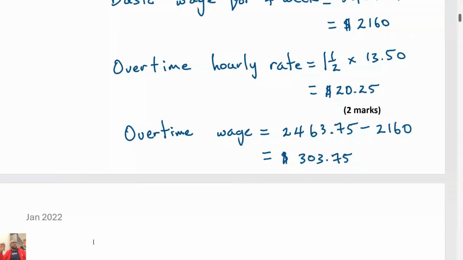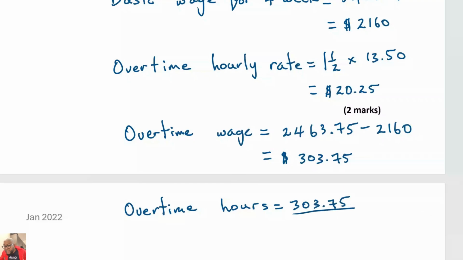Now I have my overtime hourly rate. I have my overtime wage. What can I do to find how many hours I worked? My overtime hours. How would I find that? What do you all think I have to do? I want to know how many hours I did to make that 303.75. Divide. Divide.